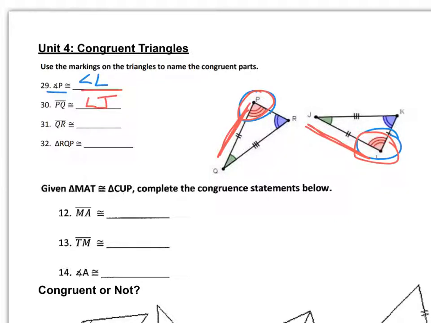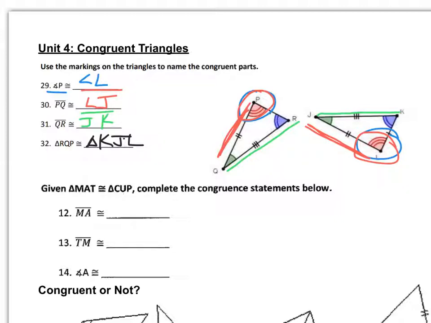So when I'm talking about congruent or even similar figures, the order of my vertices matters. Then we have QR, and that's going to go with JK. QR, JK. And then triangles, we want to do our little triangle. R matches with K, Q matches with J, and P matches with L. Sometimes they don't give you a picture and you just have to look at the letters.